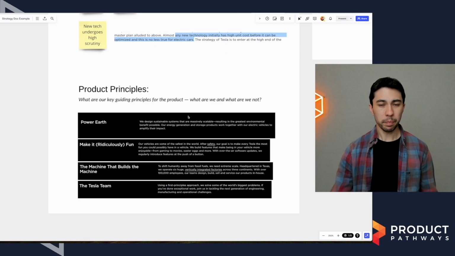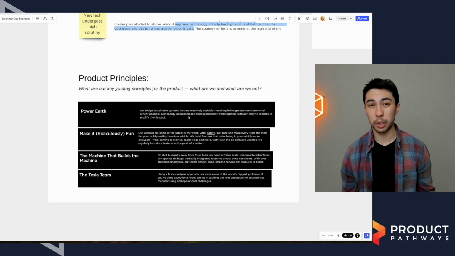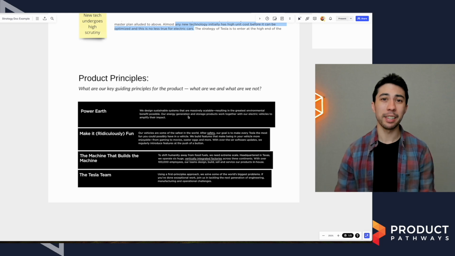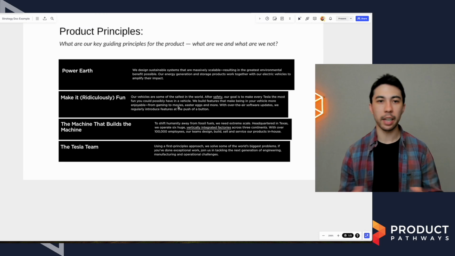So from the next point of view, obviously, we don't know if they had product principles back then. We don't know what those principles were, but I actually went on to Tesla's website, and Tesla has a set of principles at a company level. These are the ones that they have today. And I thought I'd pull them in just so you can see how this kind of fits.